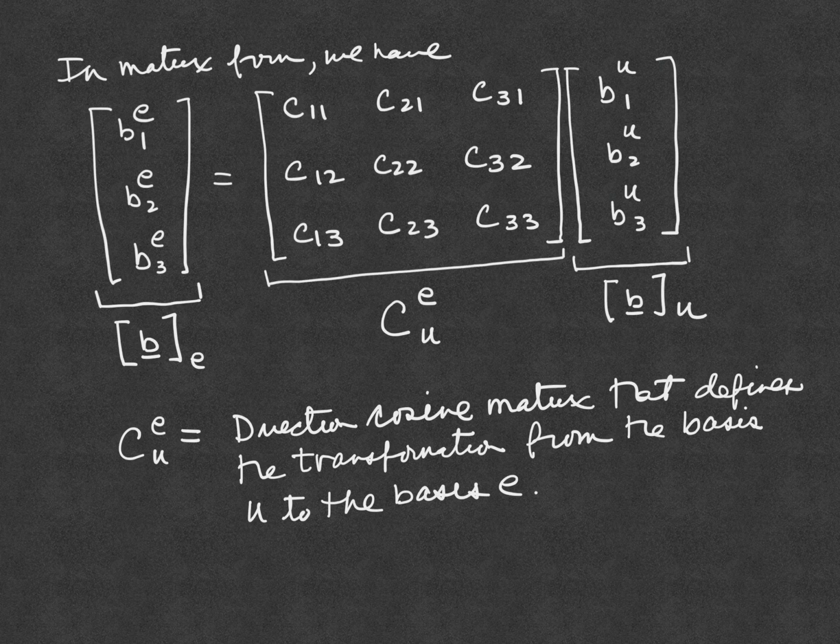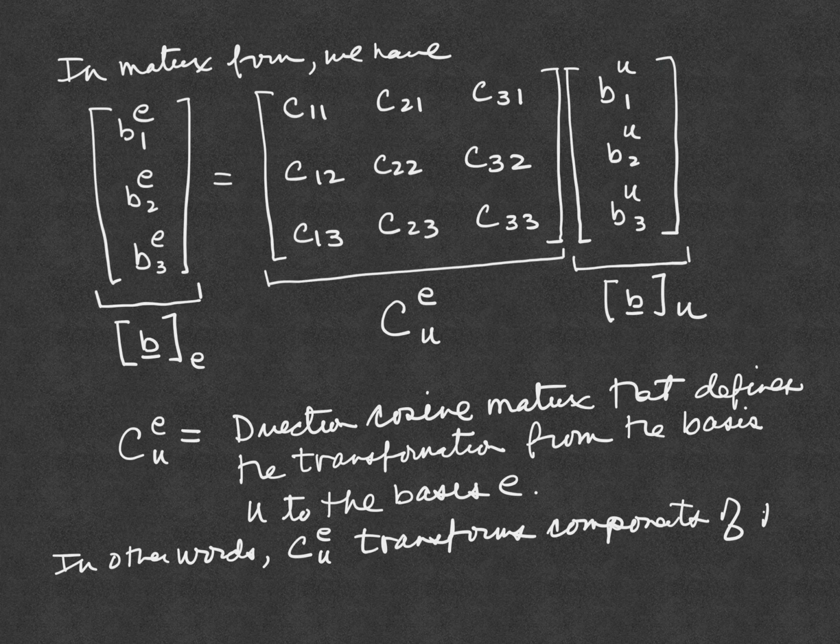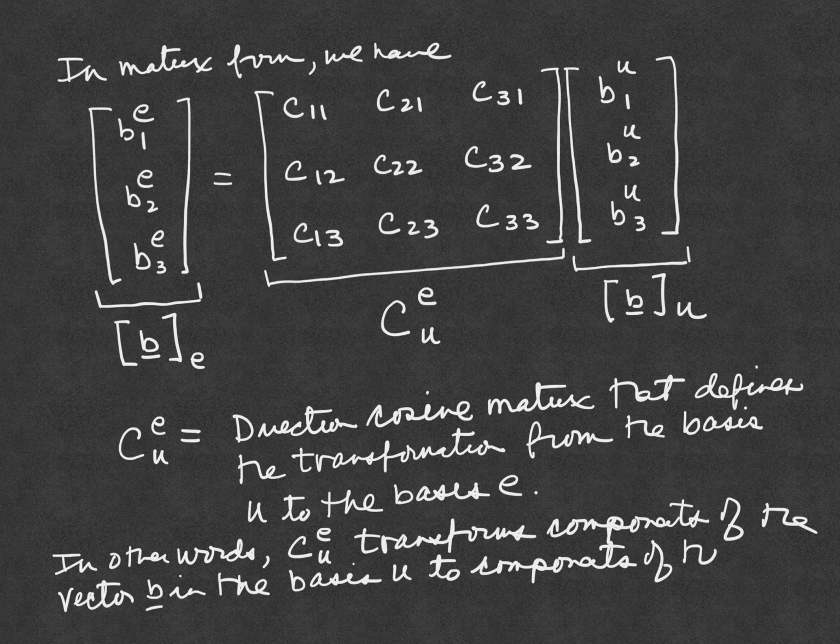In other words, this matrix transforms components of the vector B expressed in the basis U to components of the vector expressed in the basis E. So let's say that C U to E transforms components of the vector B in the basis U to components of the vector B in the basis E.